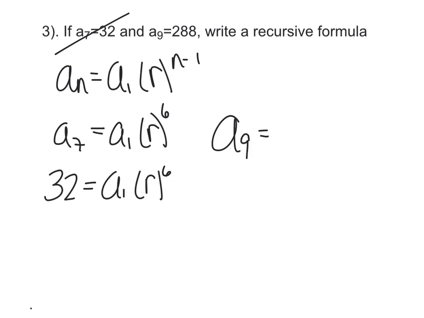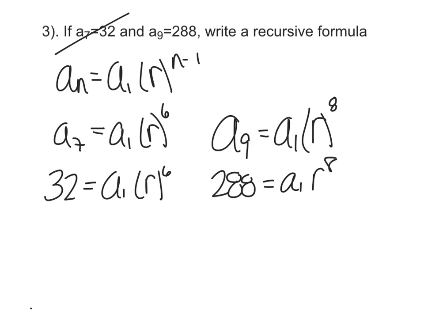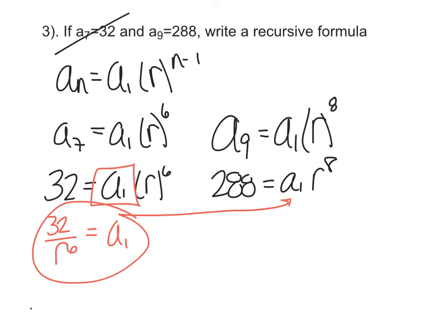A sub 9 equals a sub 1 ratio raised to the 9 minus 1 is 8. So really 288 equals a sub 1 r to the 8th. And again, all I'm going to do is solve one of these equations. It doesn't matter which one for a sub 1. I'm just going to take the first one because it's in front of me. So I'm going to say a sub 1 is equal to 32 over r to the 6th. And I'm going to take that and substitute it carefully into this equation. So I've got 288 equals, and in place of that a sub 1, I'm putting 32 over r to the 6th times r to the 8th.